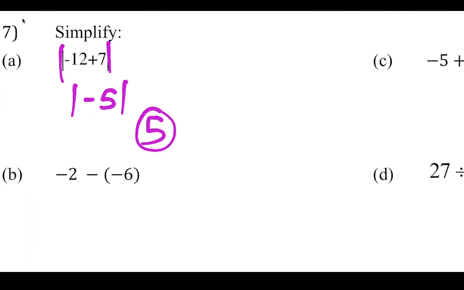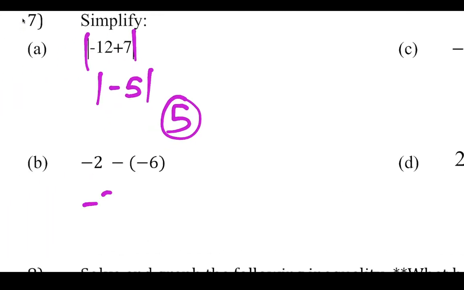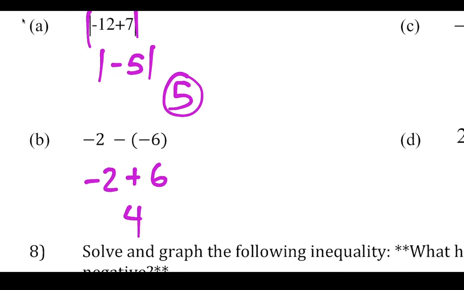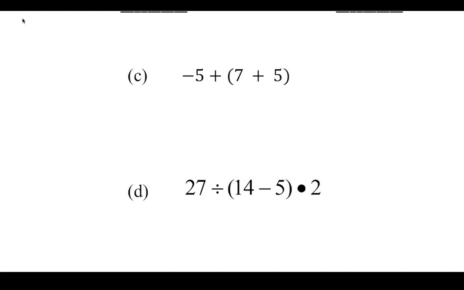If I look at the letter B, -2 minus 6 is the same thing as adding the opposite, -2 plus 6, which is +4. Letter C, -5, add the parentheses first, which is 7 plus 5 is 12. -5 plus 12 is +7.